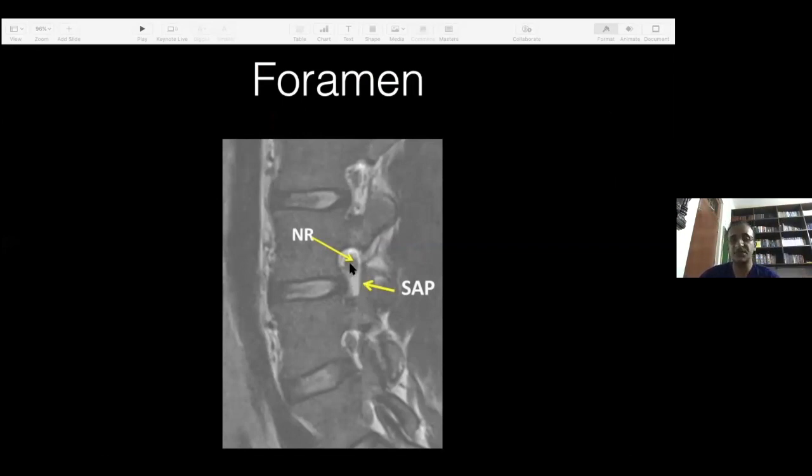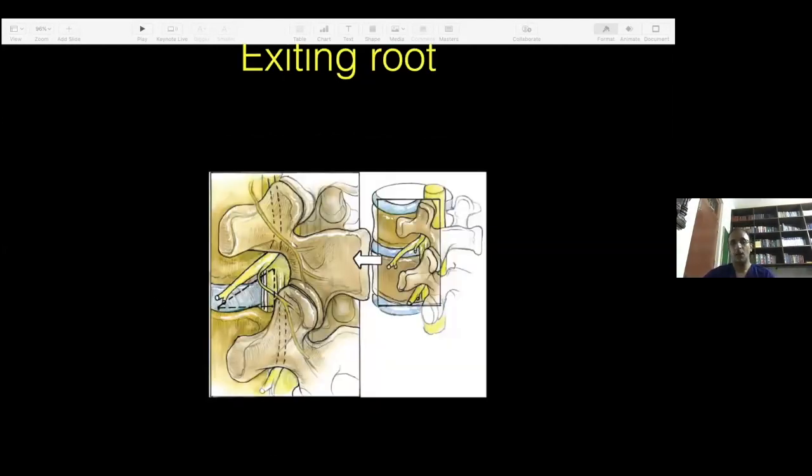Okay, so this is the foramen here, and here is the superior articular process. This is the superior edge of the inferior vertebra, the end plate. This is the nerve root. So this is the nerve root passing through the upper half of the foramen. Now here, what happens? From the foramen, the nerve root is coming out. It is coming down, and it is moving anteriorly. This is very important. So please start picturing.